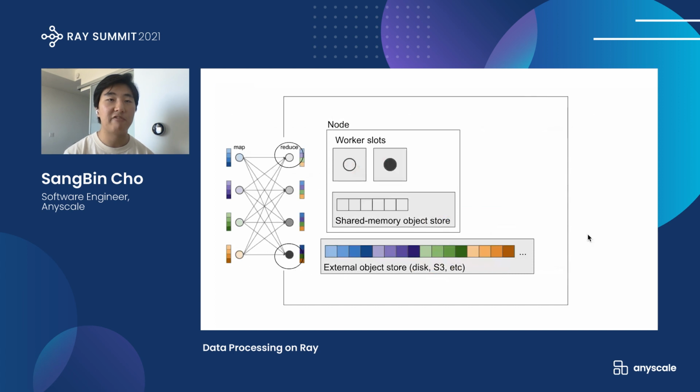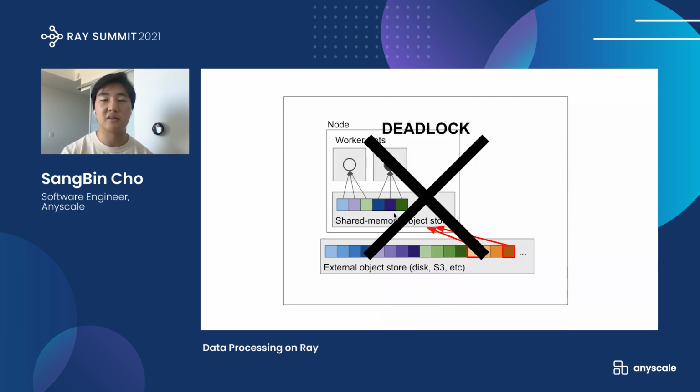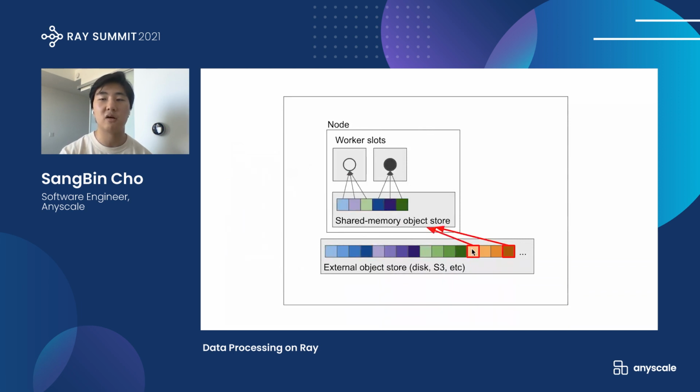So imagine the map phase just completed and it spills all the objects. And now there are 2 reduce tasks scheduled, and this task needs 4 objects, as you can see. So it's trying to restore 4 objects to the shared memory object store. And it happens concurrently. And as you can see, these last 2 objects are not restorable because you don't have any more capacity. So this is deadlocked. As you can see, this needs these light color 4 objects, but you don't have enough space to put this light color object for the first task, and same for the second task.